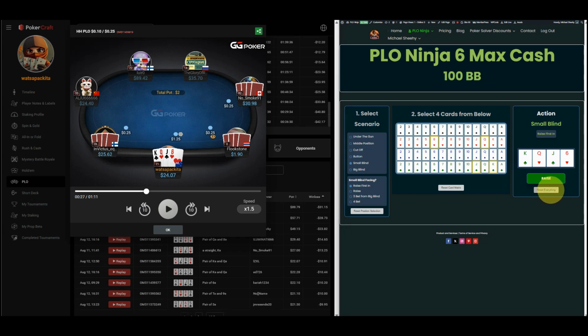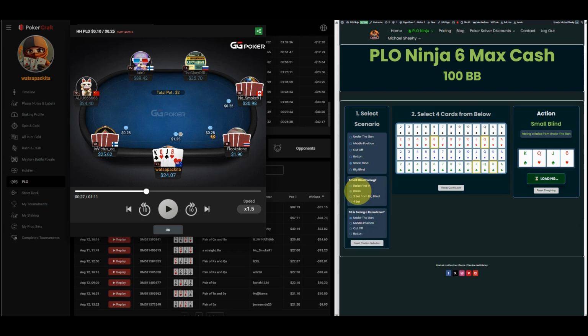Let's just reset. Oh no, I don't want to reset everything. Let's go for small blind facing a raise. We do have limps, small blind versus big blind, but not any other positions at the moment. So let's say we're facing a raise from the button, which is about as close as we can get. A raise from the button, and we should 3-bet. Okay, that is interesting.